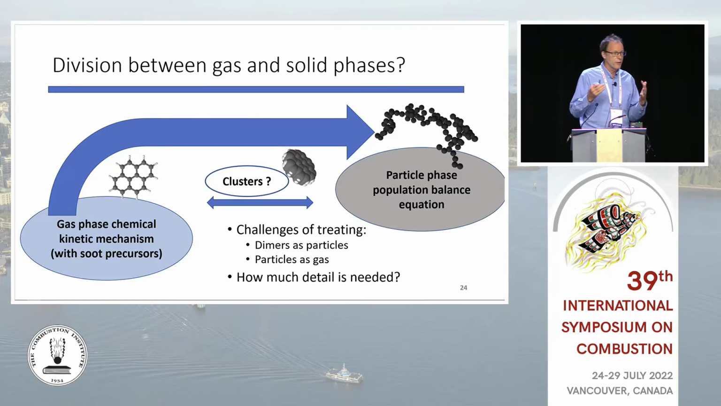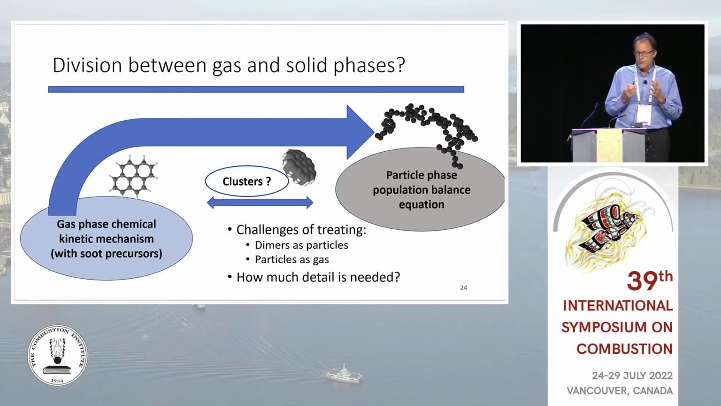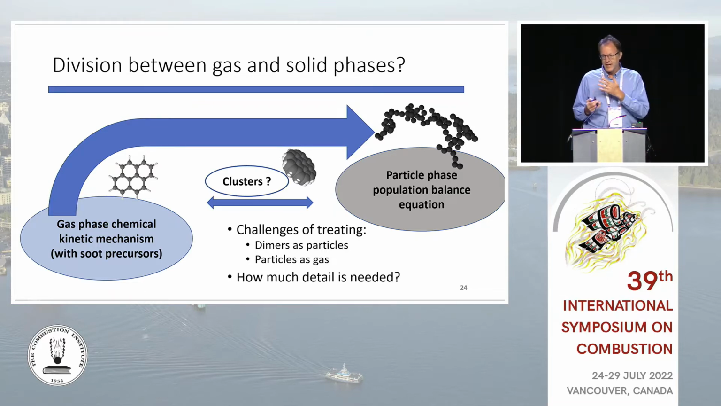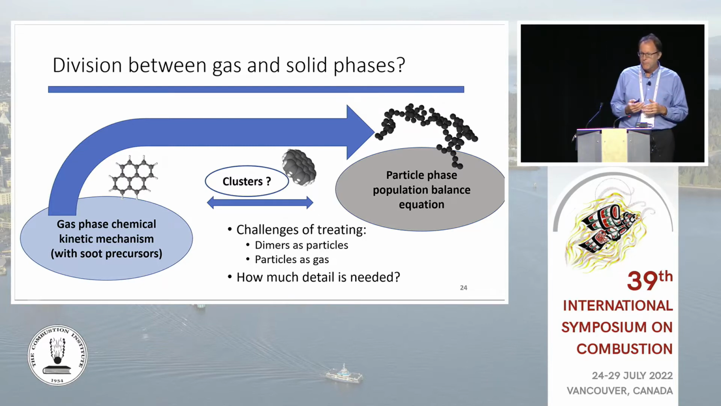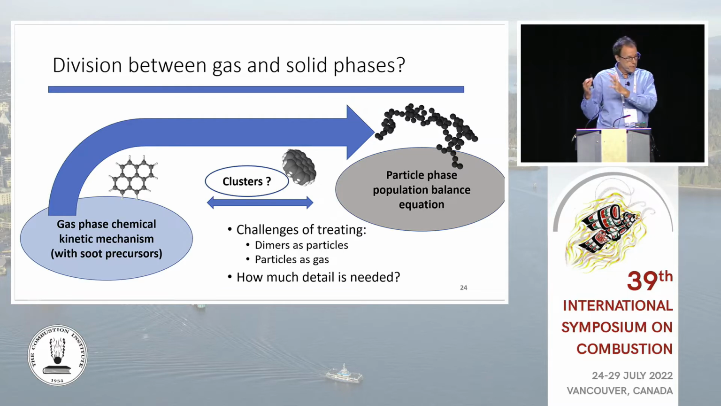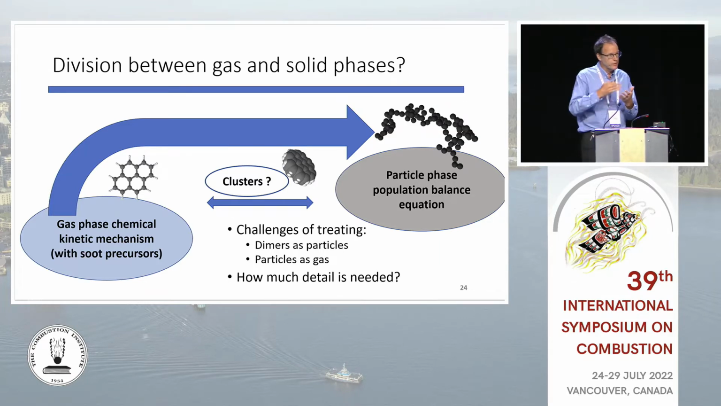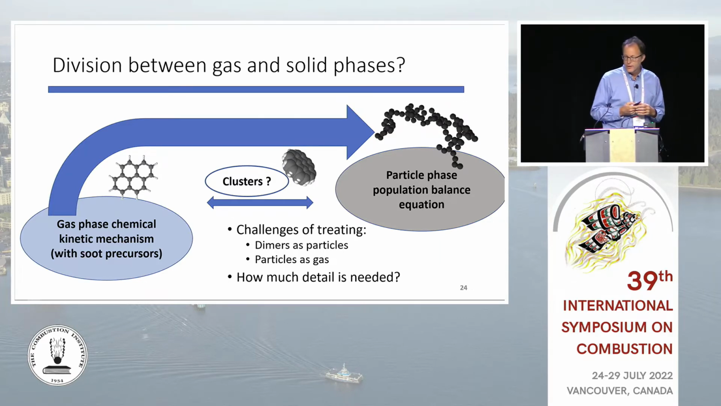Another question when developing a soot model is where we divide between the gas phase and the particle phase. Typically, the chemokinetic mechanism just includes PAHs, such as pyrene, for instance, up to there, and then stops, and then you have the population balance equation of the particle phase. Probably it would be better to include cluster growth in the gas phase mechanism, but at some point you need to move to the particle phase model, which would be more accurate.